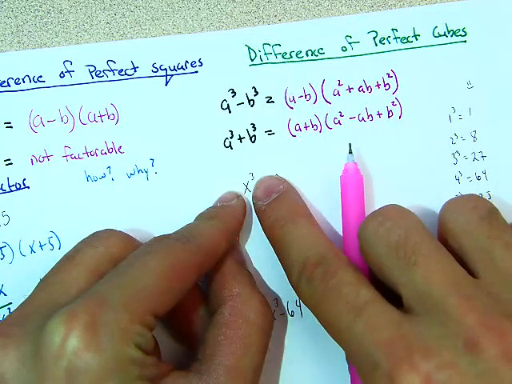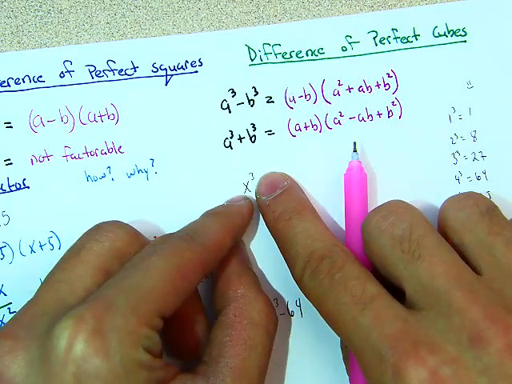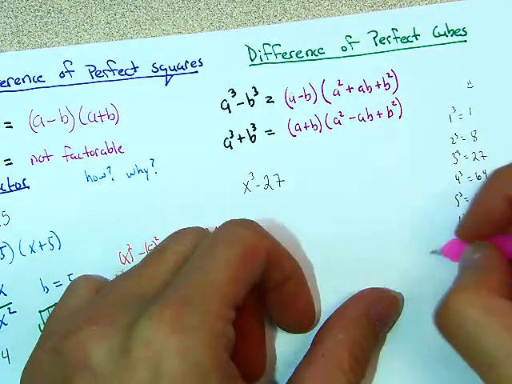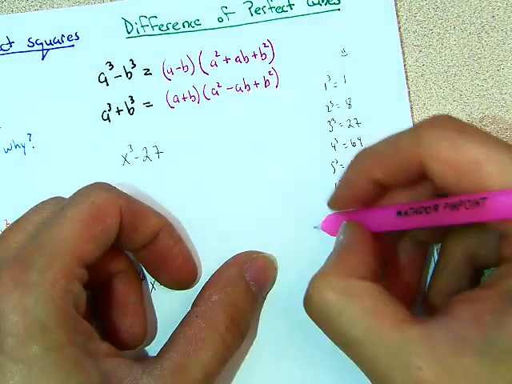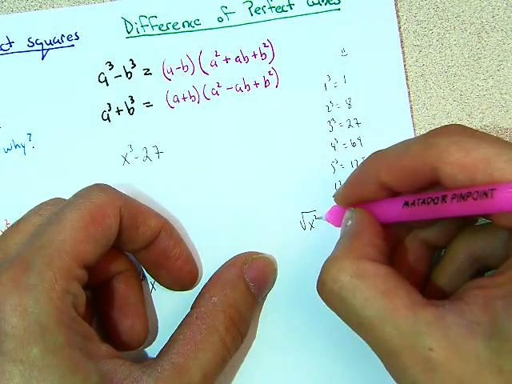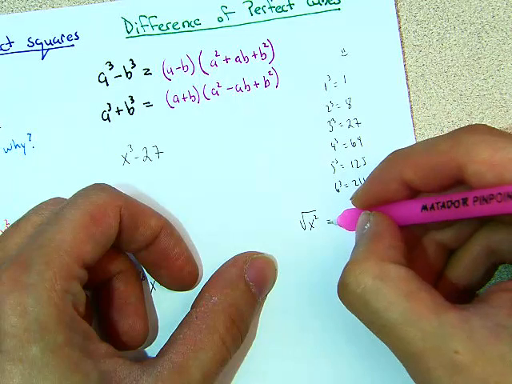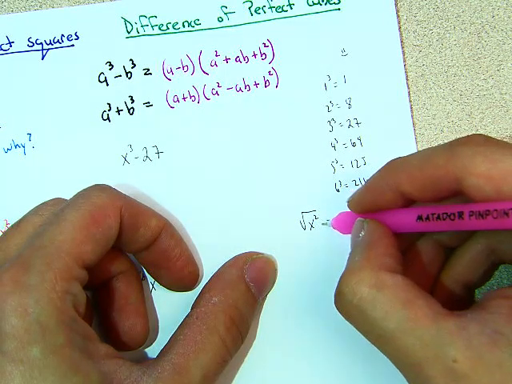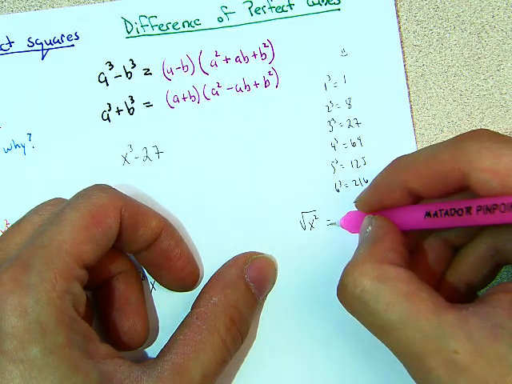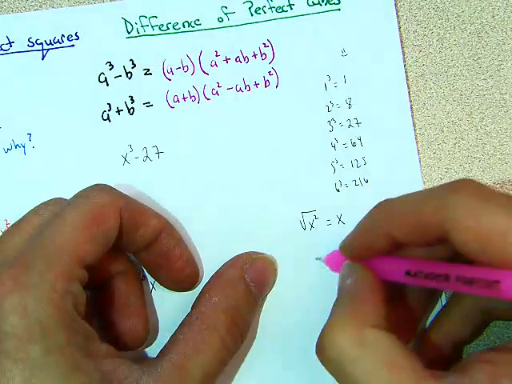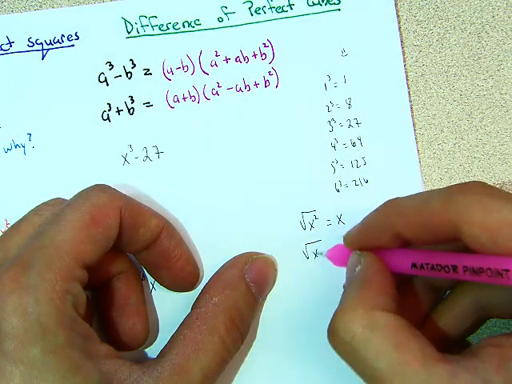But what about x cubed? Why is this a perfect cube? Let's see. If we try to do the square root of x squared, what do we get? That is x. But what if we try to take the square root of x cubed?